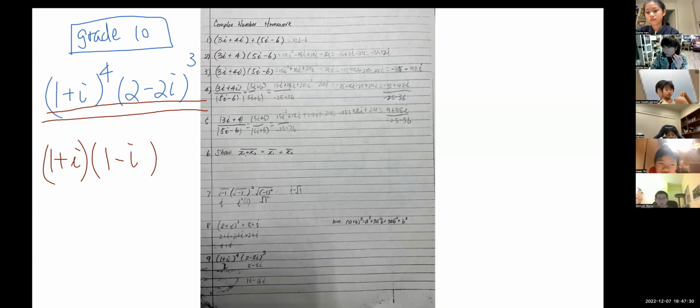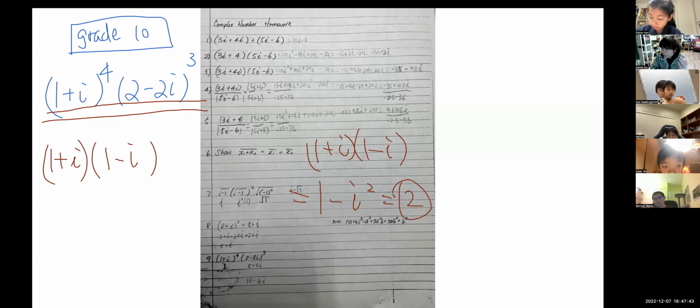Get it? 1 plus minus i. Very good. 我跟你说，因为一加i乘以一减i等于什么？Samuel. 1 minus i squared, which is 2. Get it? Which is a number without i.